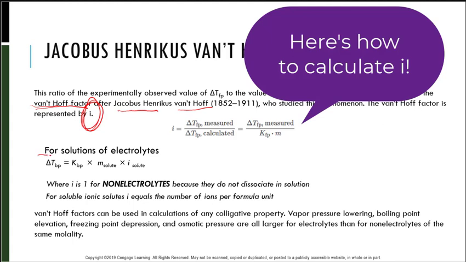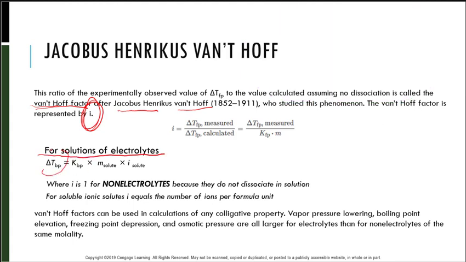We can then write for solutions of electrolytes that this, and here we have the boiling point elevation, but it could be freezing point depression, is the constant for the boiling point times the molality of the solute times i. Now, i, like we just said, for NaCl would be 2 because there's 2 ions, or for aluminum sulfate would be 5 because there's 2 aluminums and 3 sulfates. But it would be 1 for non-electrolytes because they're not dissolving into ions. This van 't Hoff factor can be used in calculations for any colligative property.